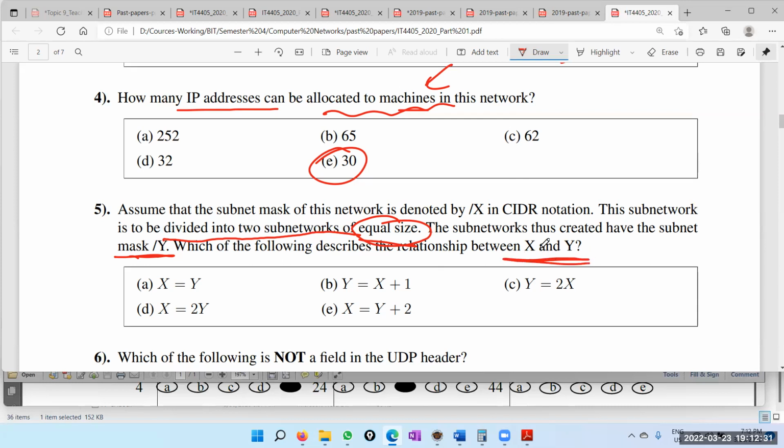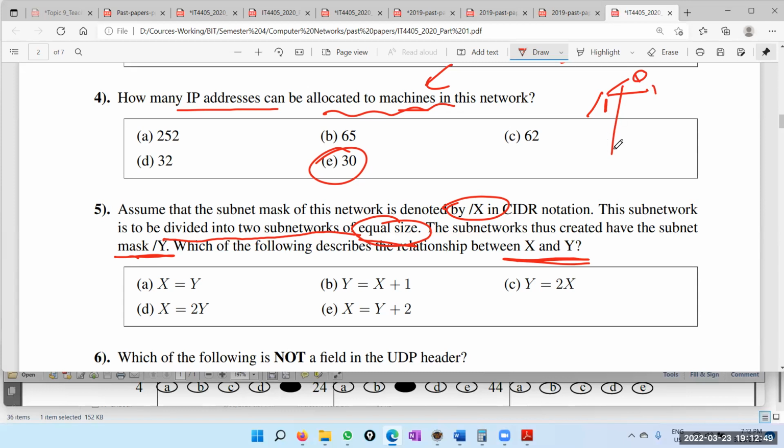So it's very easy. Now, this one is already /x, right? If you are going to break it into 2, that means we are going to borrow how many bits? Just 1 bit, because with 1 bit we can have 2 bit patterns, 0 and 1. So therefore we can further subnet it.